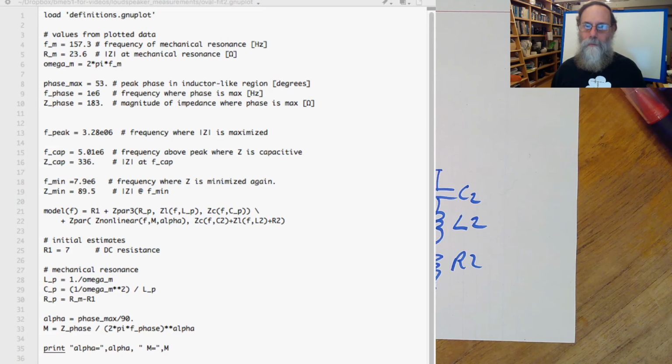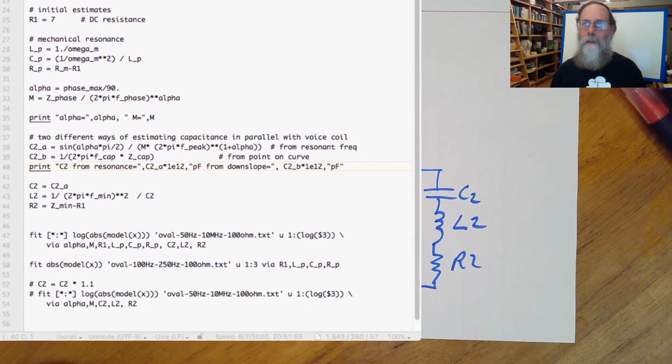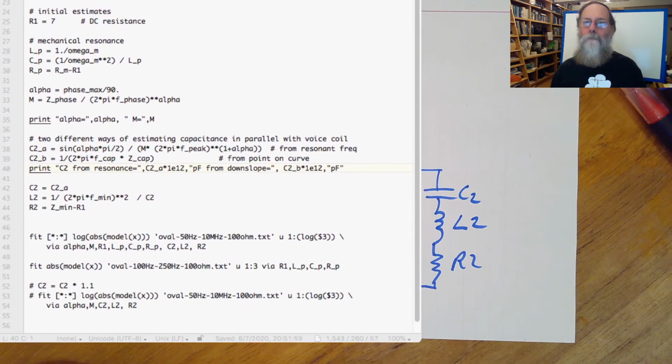Let me slide this up a little bit so you can see more of it. Same alpha and M estimates as before, and we'll even use the same C2 estimate that we used before. The only thing we're adding is new estimates for L2 and R2. For L2, I just took that resonant frequency, the 2 pi f min, squared that, took 1 over that, and divided it by C2.